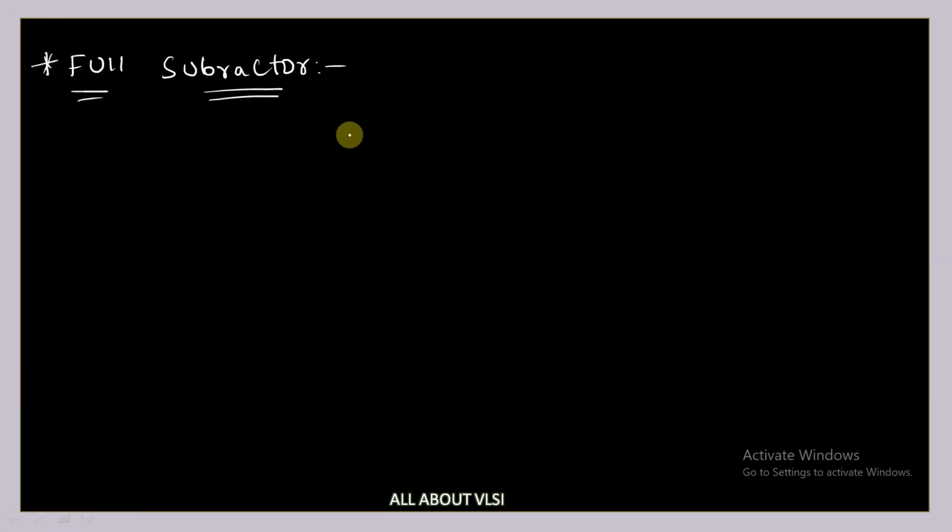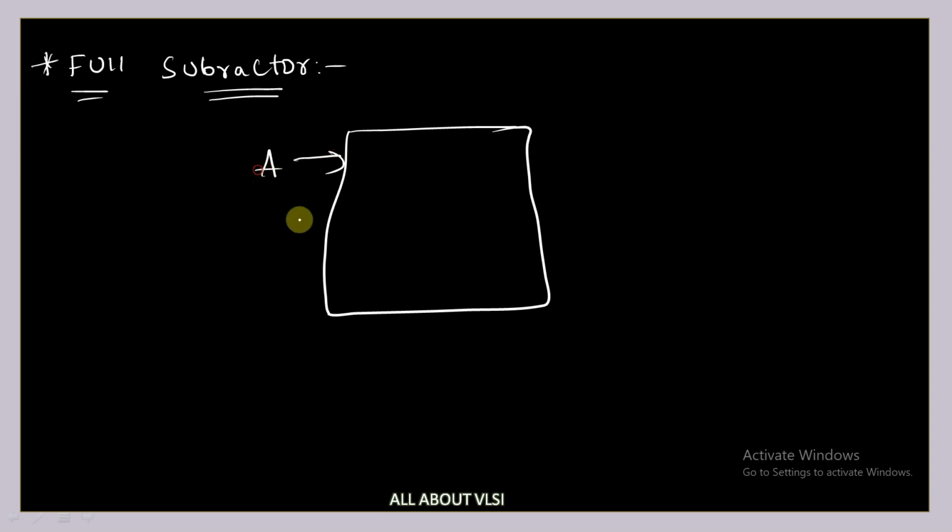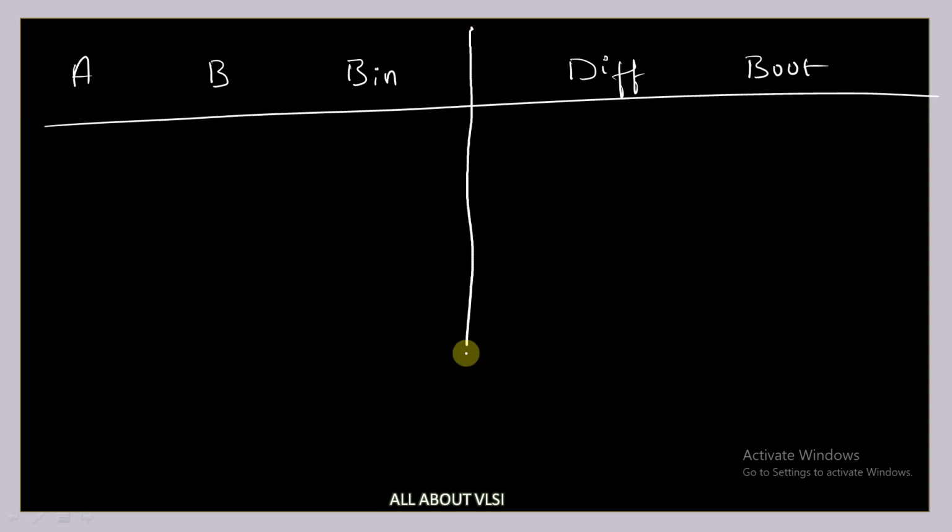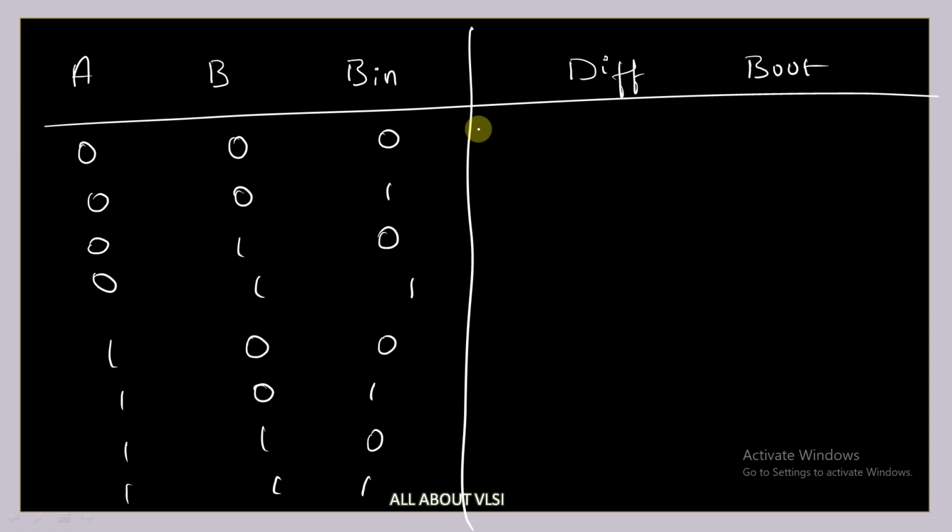Now in the case of full subtractor, this is your block diagram, where you have three inputs A, B and B in, the initial borrow in, and you have outputs as your difference and borrow out, B out. Okay. Now let me draw the truth table. A, B, B in and difference and borrow out. Okay. So how many combinations we will have? 8 combinations. 0 0 0. So these are all the combinations which we have.